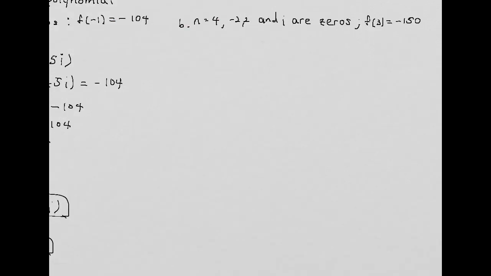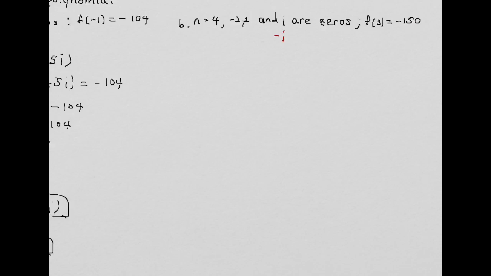Let's try another one. So for this one, part B, you have degree n equals 4. It means you need to have 4 factors, but how many factors or solutions are given? You have negative 2, 2, and i. You have 3 given. But because i is given, you know that negative i will also be a solution even though it's not given. And then when f of 3, it will be equal to negative 150.